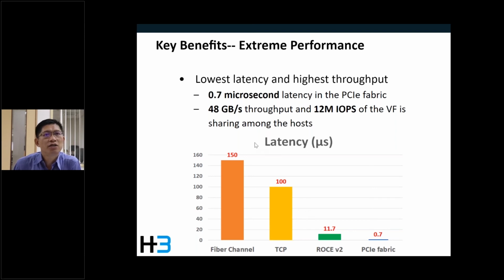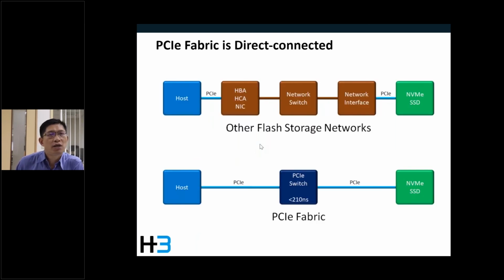And then with 32 PCIe Gen 4 lanes, you can deliver 48 gigabytes per second throughput and 12 million IOPS. Why is PCIe so quick? Because from the host, you go to the PCIe switch and then to the NVMe SSD. There's no protocol change. You don't need to change to some other protocol and then come back to the PCIe NVMe protocol. So it will be very low latency.